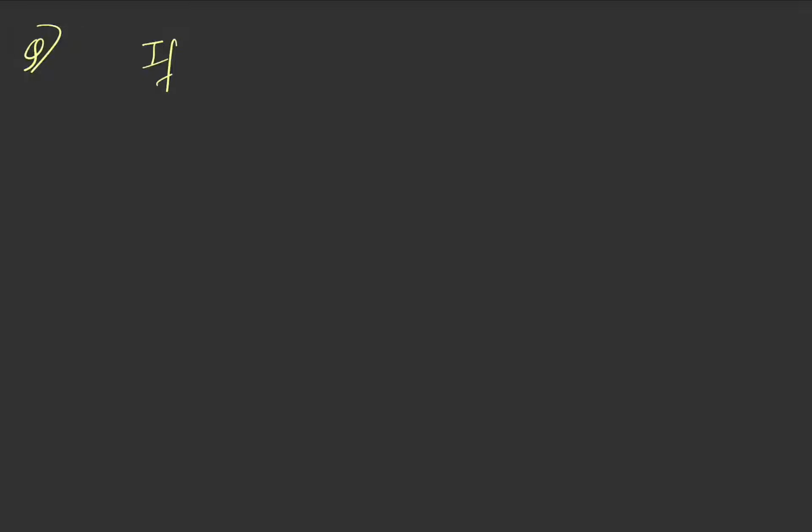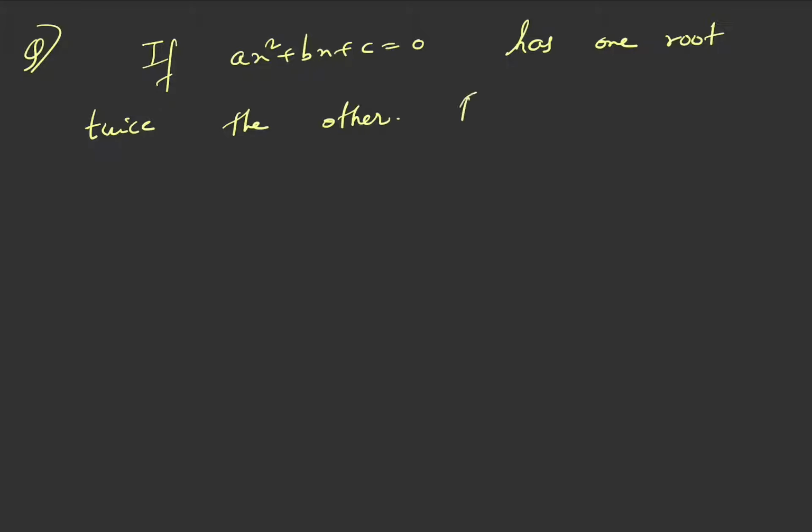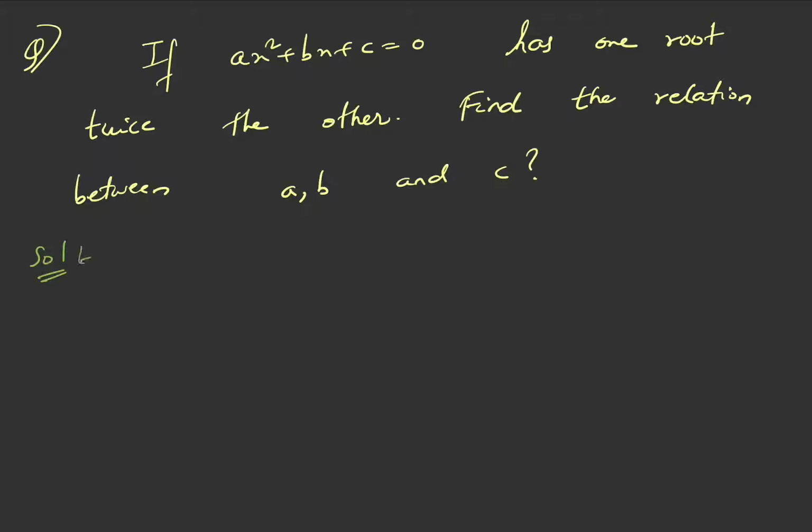But in those problems the calculation will be a little bit lengthy. So before solving those problems, let us solve some simpler problems. Say if ax square plus bx plus c is equal to 0 has one root twice the other, then find the relation between a, b and c. If you want to try it on your own, you can pause the video and try. Otherwise you can solve the problem along with me.